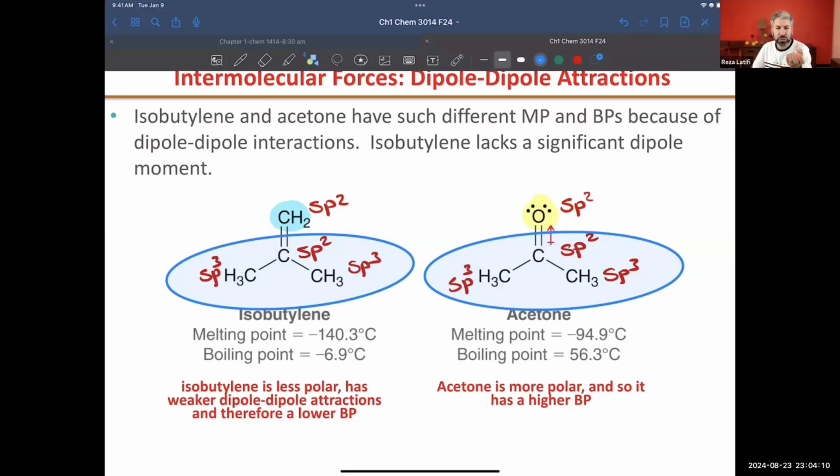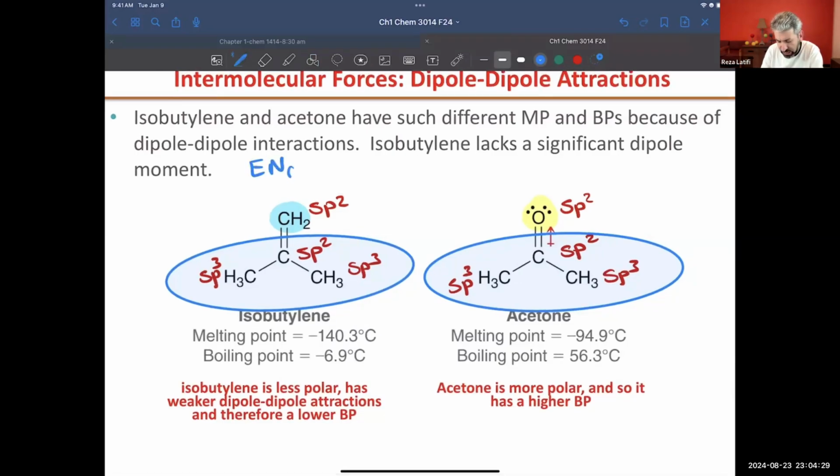Oxygen does have sp2 hybridization like CH2, but oxygen is more electronegative than carbon. Remember, we're talking about the same hybridization. Because the electronegativity of oxygen is way higher than that of carbon, I expect to see more pulling effect from oxygen. That means the negative charge on oxygen will be more significant than this negative charge. Let's call this one 1 and that one 2. So delta minus 1 is way bigger than delta minus 2.